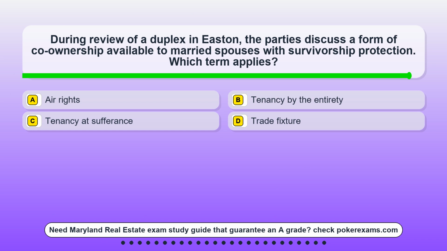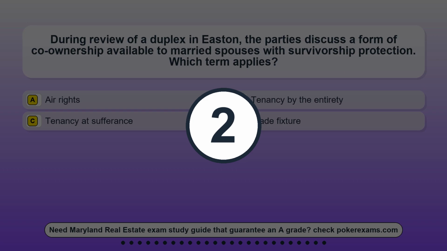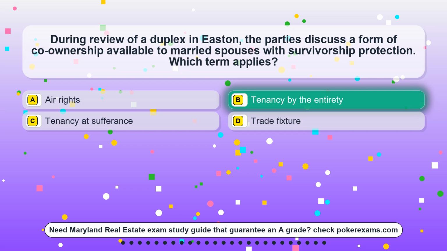Question 12. During review of a duplex in Easton, the parties discuss a form of co-ownership available to married spouses with survivorship protection. Which term applies? Option A, heir rights. Option B, tenancy by the entirety. Option C, tenancy at sufferance. Option D, trade fixture. The correct answer is option B, tenancy by the entirety.